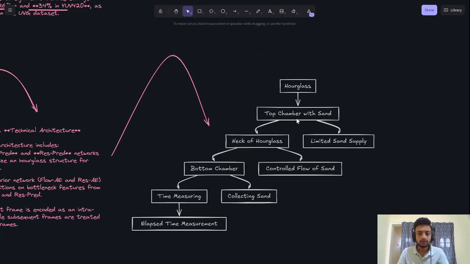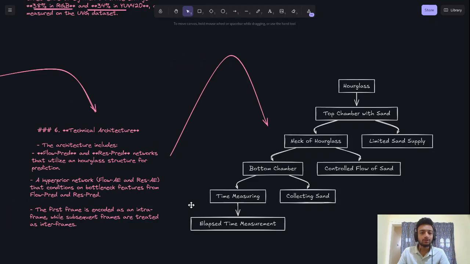So the hourglass structure: the top chamber with sand, the neck of the hourglass with its limited sand supply, and the bottom chamber with a controlled flow of sand, measuring time and collecting sand. Similarly, there is no other process in this. So basically, the hourglass structure is for prediction.